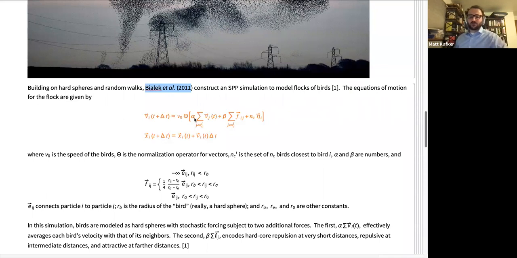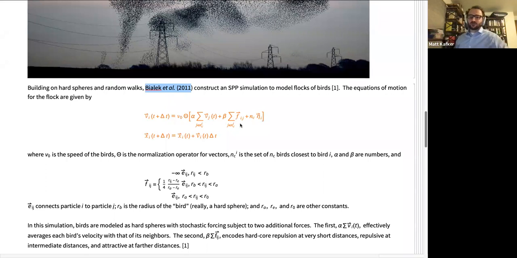And then we have two sums here. So looking at the index briefly, N_c(i) is the neighbors. So N_c is a number. It happens to be 7. So the 7 neighbors to bird i. And the first thing that you're going to do is you're just going to average your velocity with these neighbors. So the birds are averaging their velocities with their neighbors.